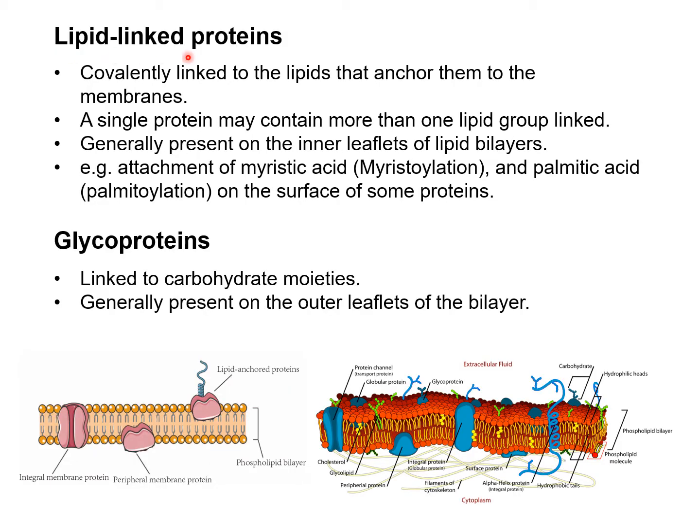And another type is lipid-linked proteins, which are covalently linked to lipids that anchor them to the membranes. So instead of these peripheral proteins that are interacting directly with the lipids partially or with the integral proteins, the lipid anchor proteins use these lipid anchors to be held and stuck in the membrane. And a single protein may contain more than one lipid group linked, and generally they are present on the inner lipids of the lipid bilayers. An example would be the attachment of myristic acid, which is a fatty acid, to make myristylation. And palmitic acid is another widely used anchor, which makes the palmitylation on the surface of some proteins.